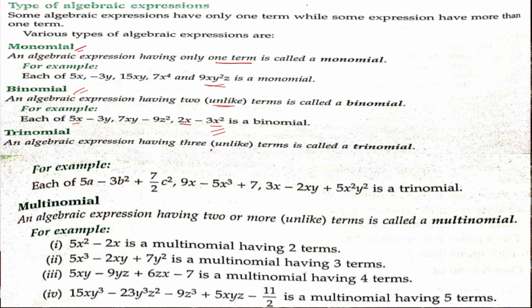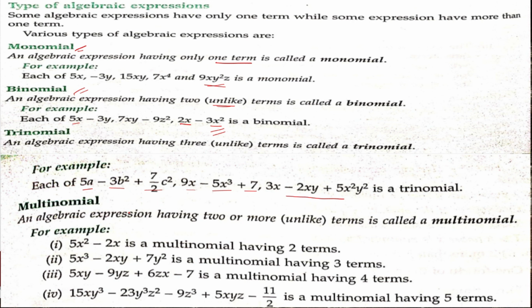Trinomial is having three terms. All three terms must be unlike, like 5a minus 3b square plus 7 by 2c square. Three terms are there, all three terms are unlike terms, so we can say it is a trinomial. Second one is 9x minus 5x cube plus 7. It is also an example of trinomial. This one is also an example of trinomial.